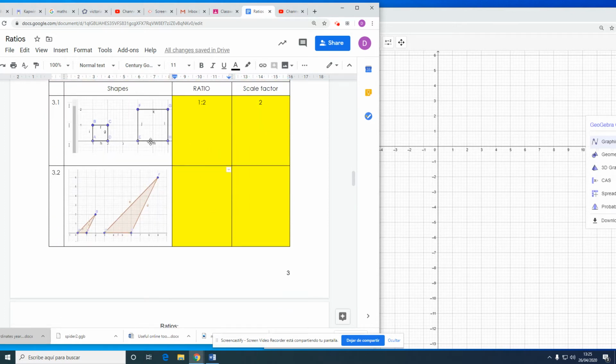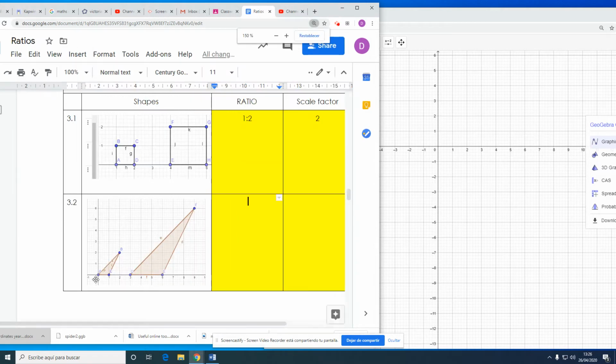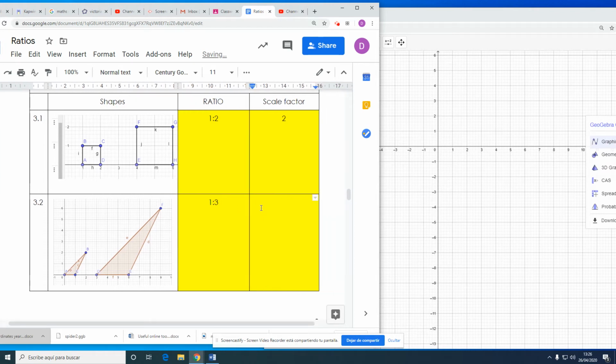In this question, look at whichever side is the easiest to see how big it is. This side at the bottom here is 1. The same side here is 3. So it's going to be 1 to 3. And it's 3 times bigger. We have enlarged it with a scale factor of 3.